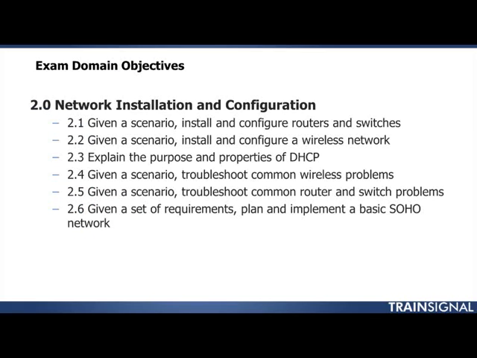Moving along to the second domain objective, we have network installation and configuration. So again, we're talking about the specifics of routers and switches, wireless networks, DHCP. Here we've got troubleshooting wireless, router, and switch problems. Again, if I make reference to the troubleshooting lesson, I talked about the methodology being so important, but then I went through some specific common problems. Well, this is where I pulled them from, the ones that they have listed in these objectives.